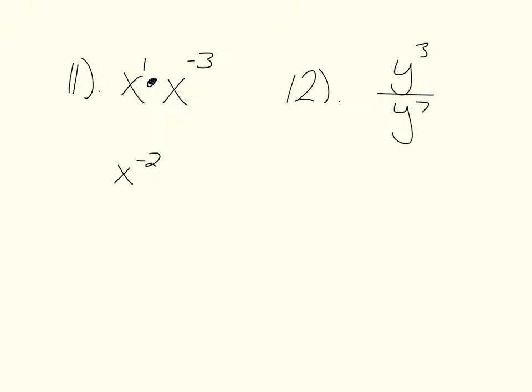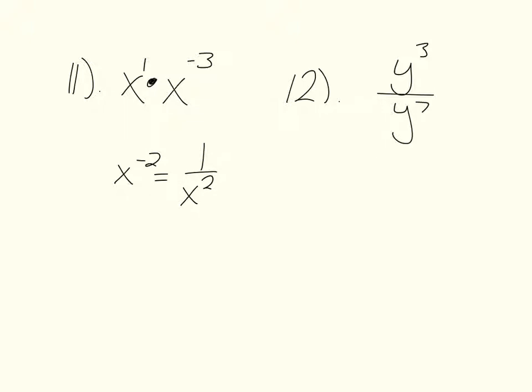It says in the directions to simplify using only positive exponents. How do I do that? How do I make that exponent positive? I move that 2 to the bottom, 1 over x to the positive 2 power. Again, negative exponents do not mean change the sign of the base. It means the reciprocal of the value where the base is. So your answer for number 11 should be 1 over x squared.